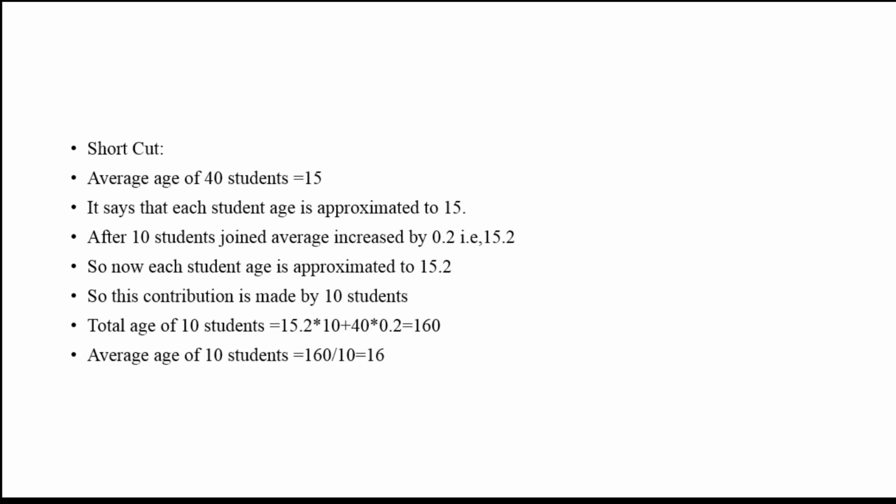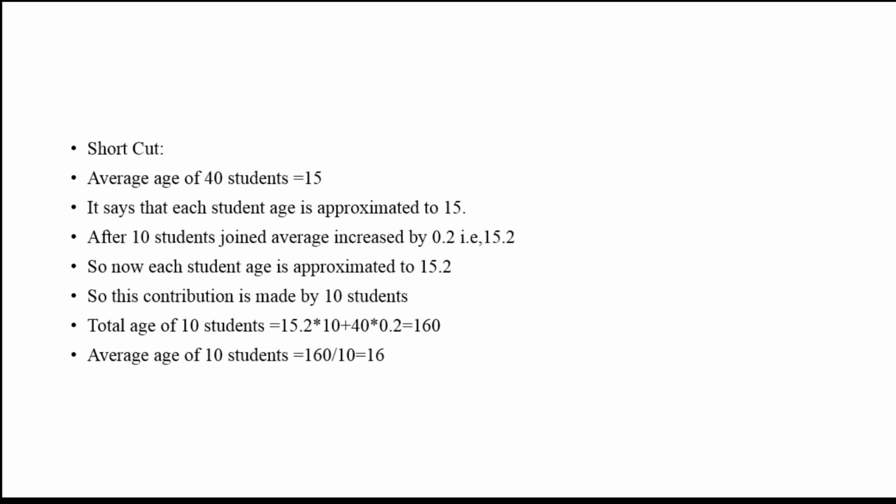So in this traditional way, we have to calculate the total age of 50 students, the total age of 40 students, and subtract them. And again, we need to divide the total age of 10 students by the number of observations. It will take more time, but we don't require such technical methods. So we come up with a shortcut for these problems, which will be helpful for you in solving most of the average problems.